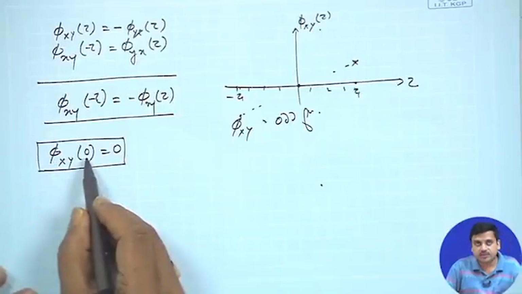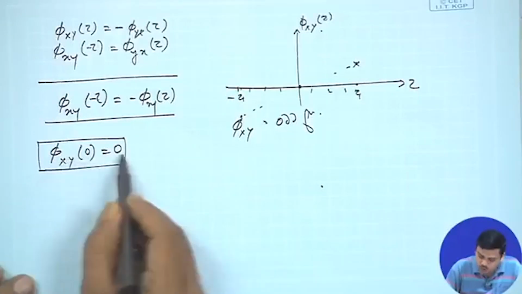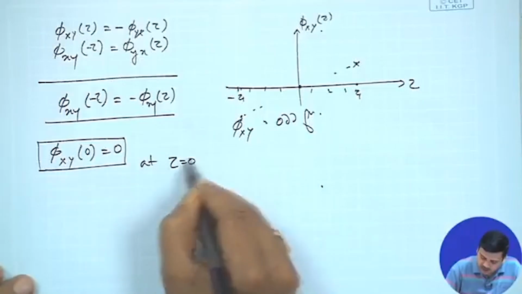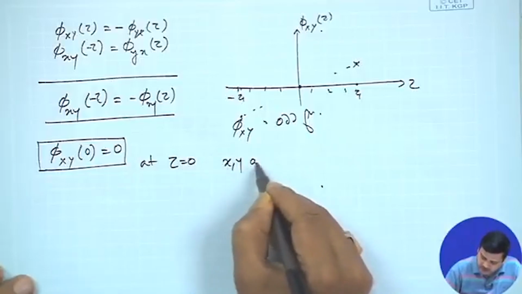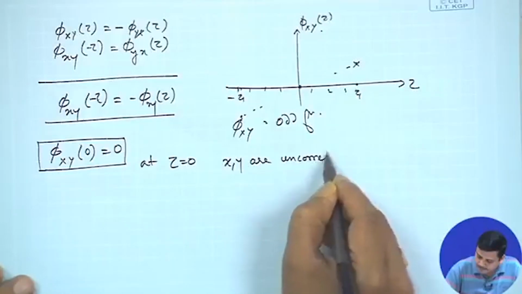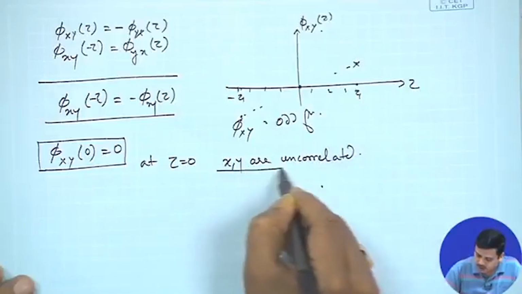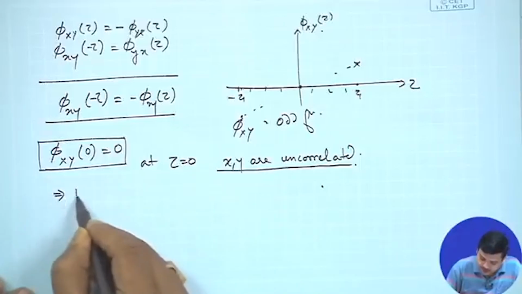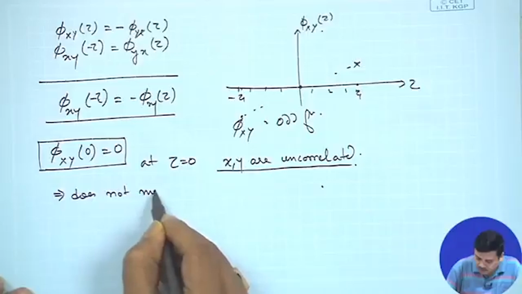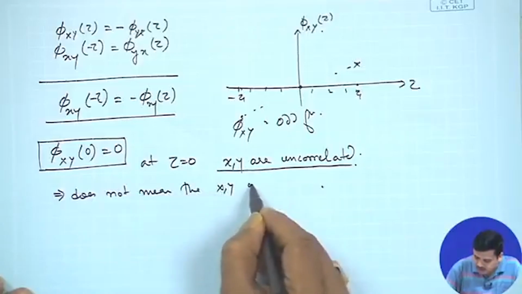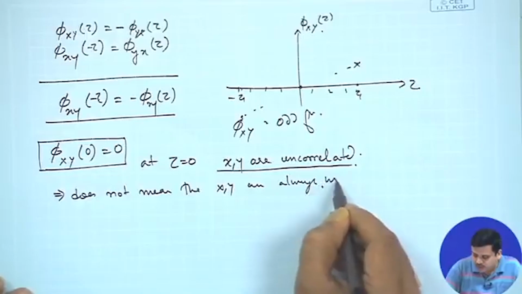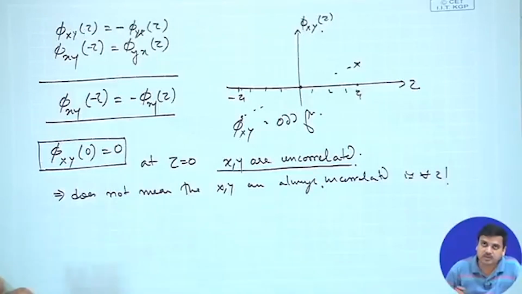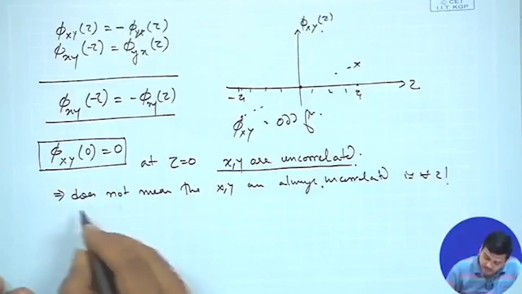That means at 0 delay you are going to get no correlation between the x and y components. That means at tau equal to 0, x and y are uncorrelated. All right. But please remember, this does not mean that x and y are always uncorrelated, that is, for all tau. It is not necessarily true.